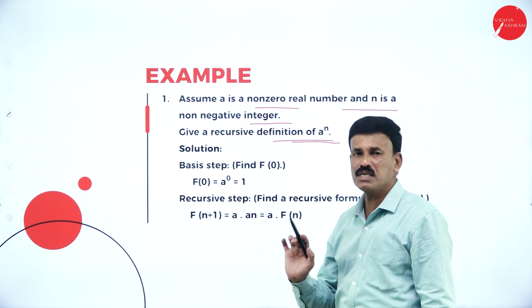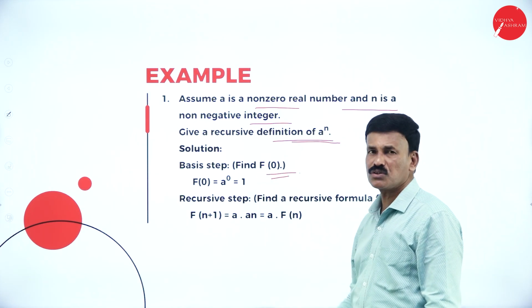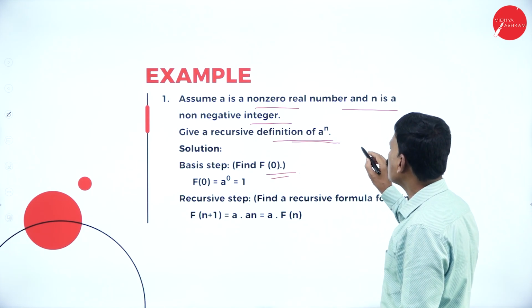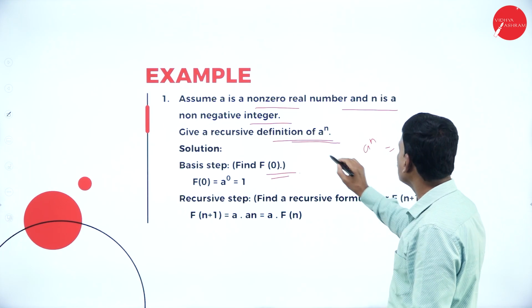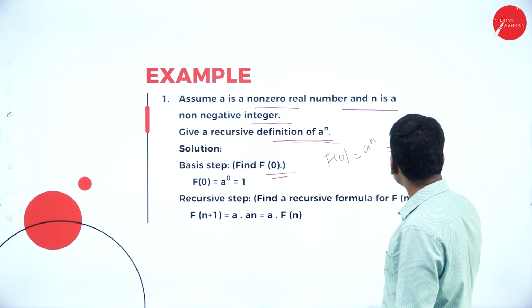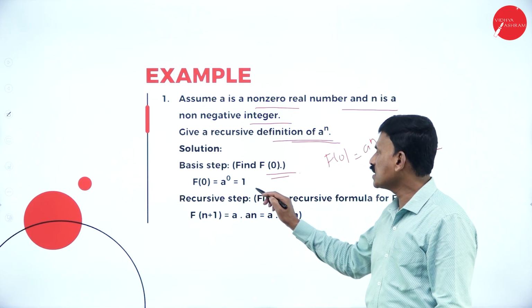So let us write the basic step. What is the basic step? Find f of 0. f of 0 is nothing but, since what is given, a to the power of 0, and a raised to 0 is equal to 1. So f of 0 is nothing but a to the power of 0, which is equal to 1.